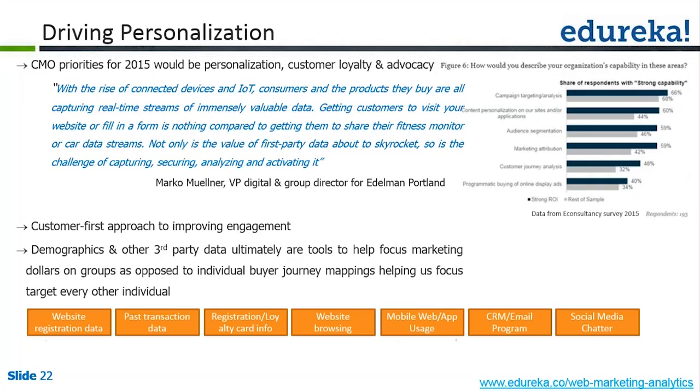What I've also done is I've listed on the bottom, I've pretty much listed all your sources of first-party data, right? It could be website registration, it could be your past transactional data, it could be registration, loyalty information, the whole digital signature or the app usage or data that comes in from your CRM programs, and of course, the large social media chatter that is out there.